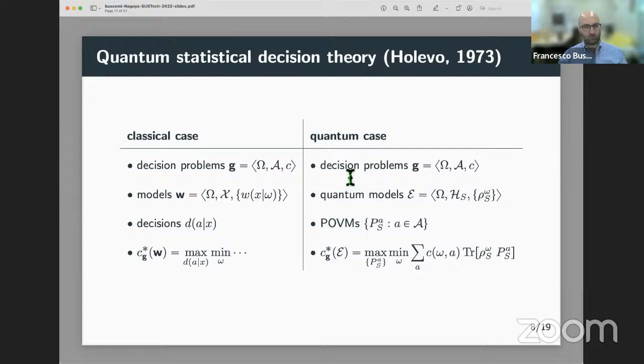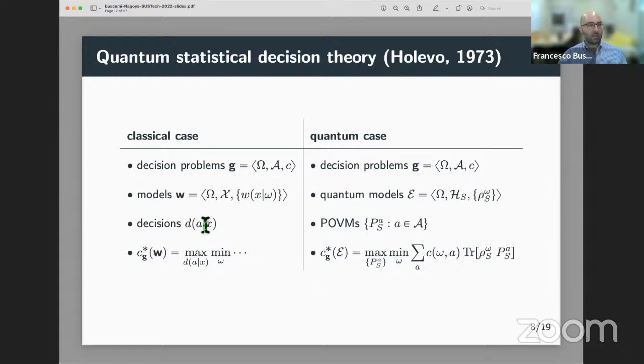What do you have in the quantum case? In the quantum case, decision problems are formulated exactly as they are in the classical case. There is nothing quantum here, if you want. But now quantum statistical models are different. Now you don't have anymore a family of probability distributions, but of course you have a family of density matrices. And the sample set is replaced by a Hilbert space, HS. And also decisions are going to be different.